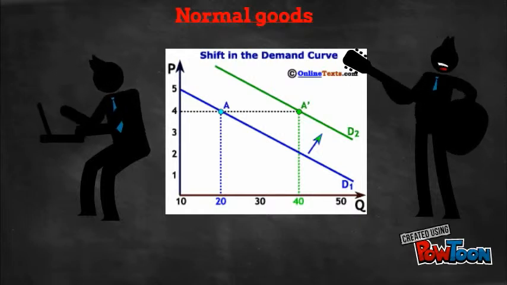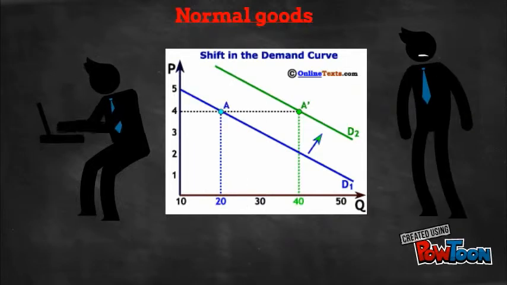So let's say the opposite happened. He lost his job singing. So now he's going to have a decrease in income. So now he'll shift back to the original curve. So he'll only be able to afford to buy 20 units of the good when price is 4. So that'll cause a shift inward in the demand curve.